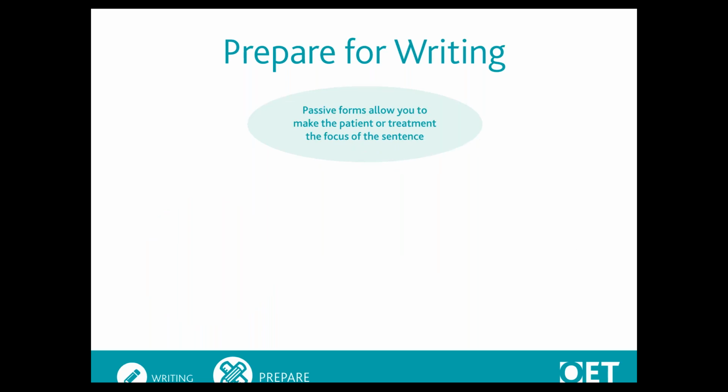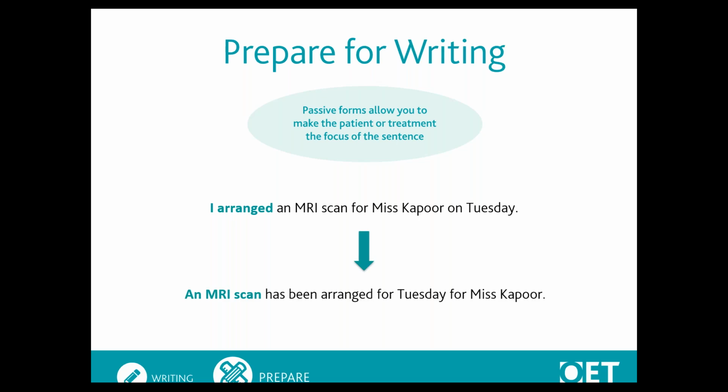Passive forms are appropriate for formal letters as they allow you to make the patient or treatment the focus of the sentence rather than who, you, is providing it. In this example, the first sentence puts the writer at the start, but it is not important who made the arrangements for the MRI. The passive allows us to show the most important information by placing the MRI scan and details about it at the start of the sentence and omitting who made the arrangements as unnecessary information.